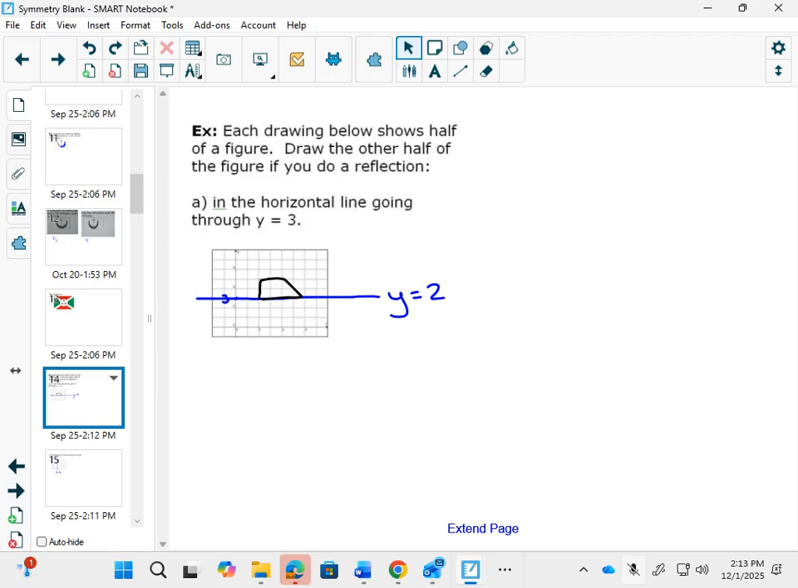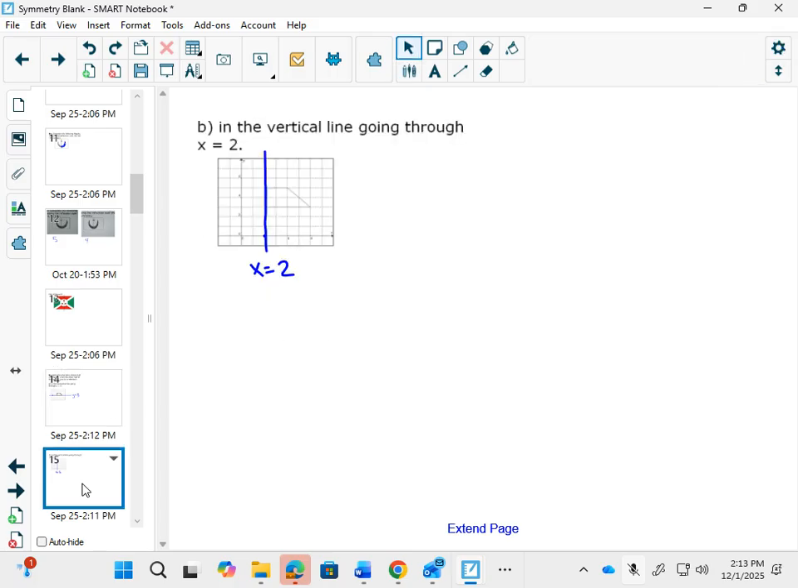And this, 3 there? Yeah. Oh yeah, 3, thank you. Hopefully this. Y is equal to 3, good save, and x is equal to 2.